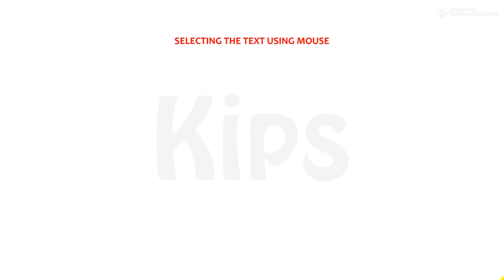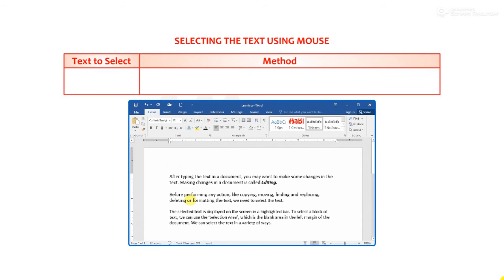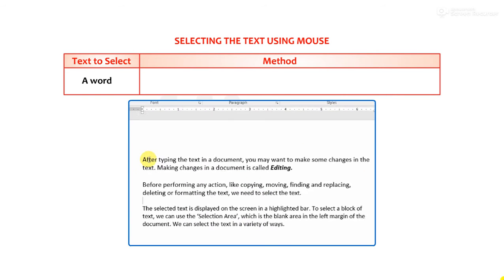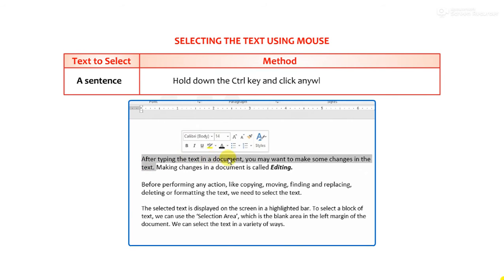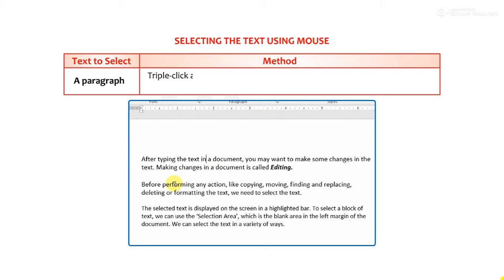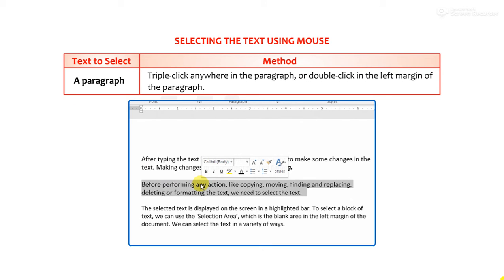Now let me quickly tell you how to select text using mouse. Text to select. Method. A word. Double-click on the word. A sentence. Hold the Control key and click anywhere on the sentence. A paragraph. Triple-click anywhere in the paragraph or double-click in the left margin of the paragraph.